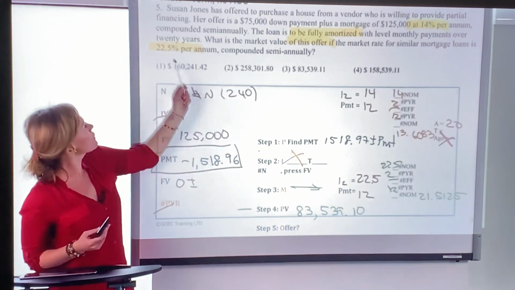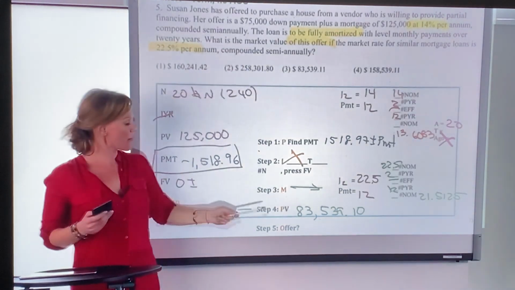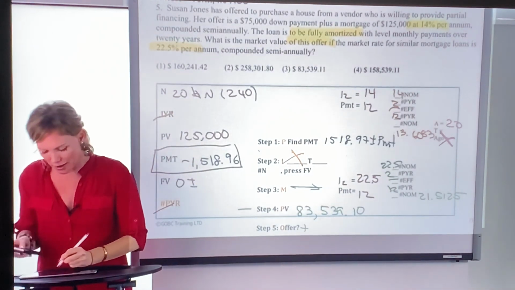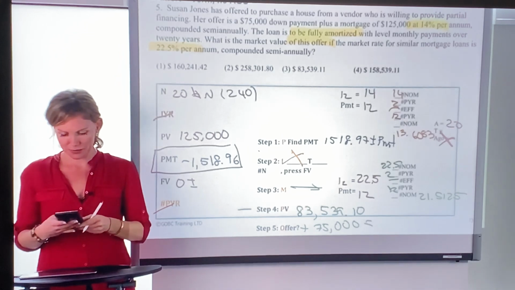And then what are they looking for? They're looking for the offer. And if it's an offer, we need to have some cash in here. So what do we have? 75,000. 75,000 is the cash. So on top of your 83,000, you plus 75,000, and then press equals and see what happens.